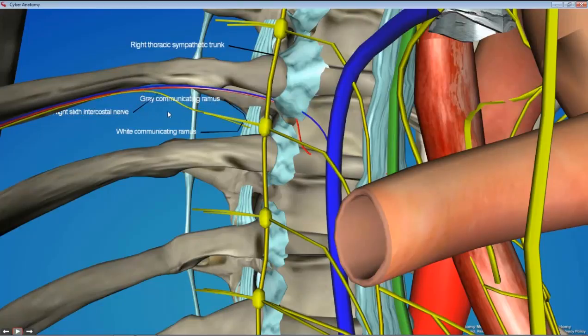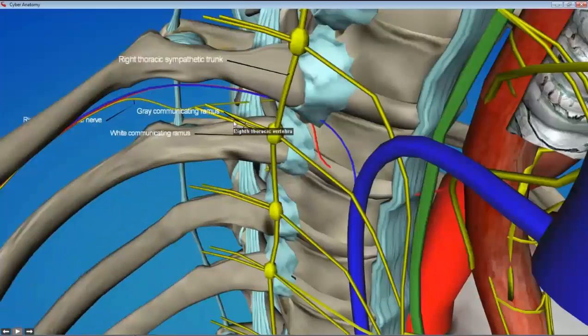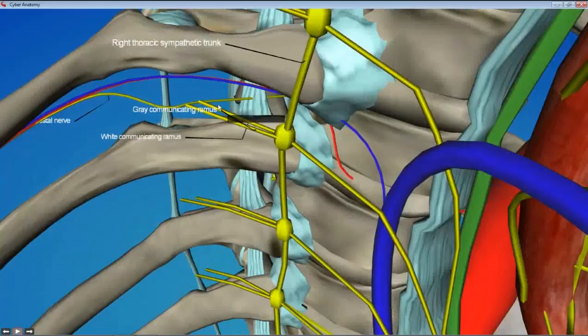And we're also going to try and identify the sympathetic chain, which should be running vertically across the heads of the ribs and in association with the bodies of the vertebrae. And then we'll identify these branches, which connect the ganglia to the intercostal nerves. These are the gray and white rami, which are taking fibers to and from the chain ganglia.